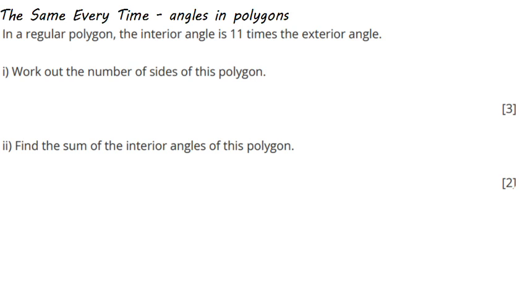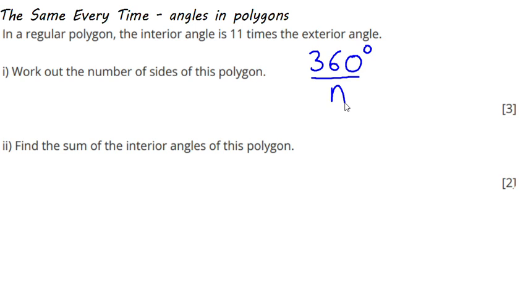It's a 3-mark question. What we need to remember for this is how we can find the number of sides if I know the exterior angle. This is for a regular polygon where all the angles are the same. So remember, the total of the exterior angles in any polygon is always 360 degrees. So the size of one exterior angle is 360 divided by the number of sides. Remember, the number of sides is the same as the number of angles.